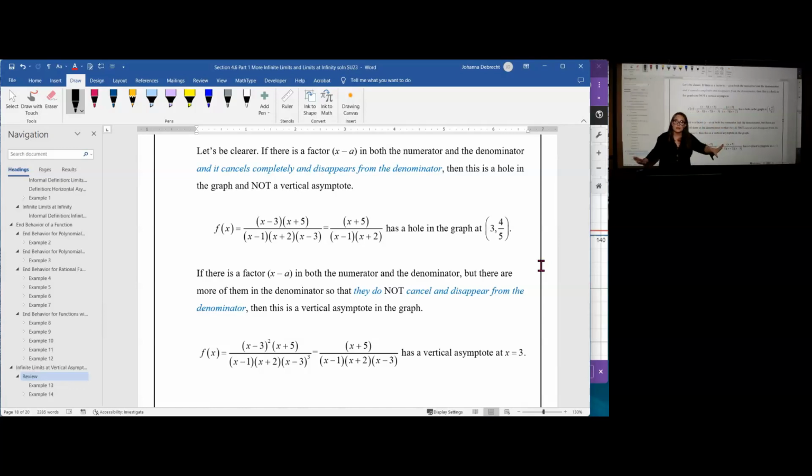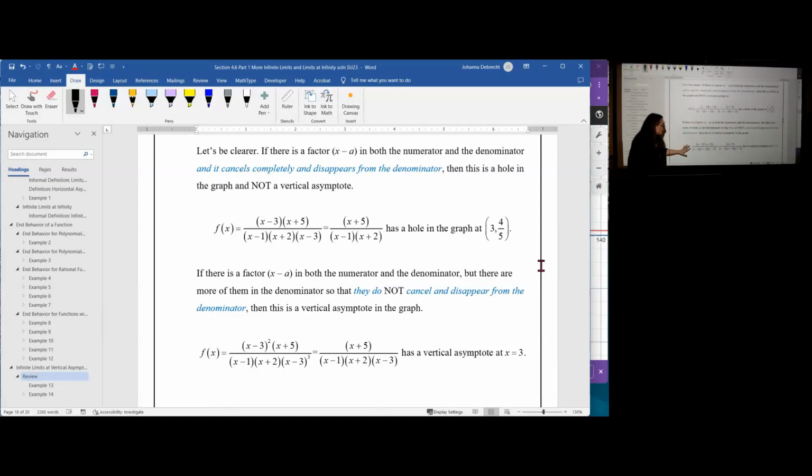When it disappears completely, this produces a hole in the graph at that x value, 3, with the y value being given by the reduced fraction when you substitute 3 for x.